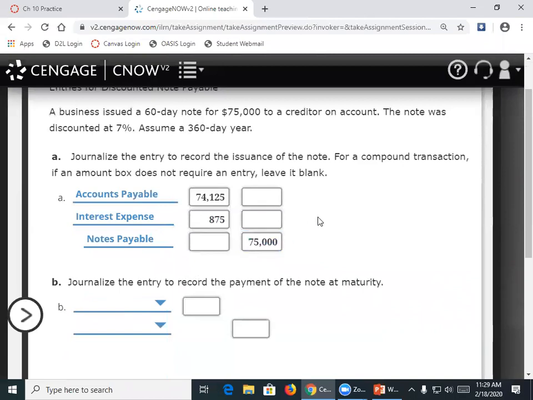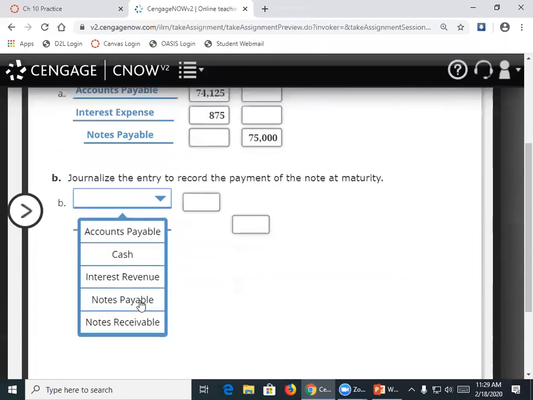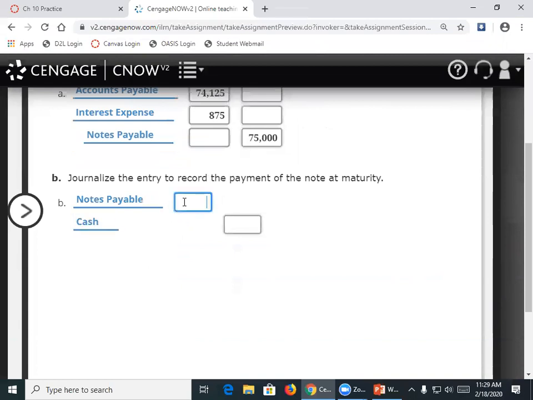Okay. So a discounted note, we recognize the interest up front. So we have to calculate the proceeds of the note, so the principal amount minus the interest. But then when it matures, it makes for a very easy journal entry because we just pay back the face value. So we debit notes payable and credit cash for the $75,000. Any questions on that one?